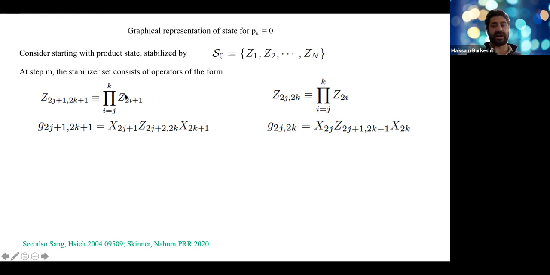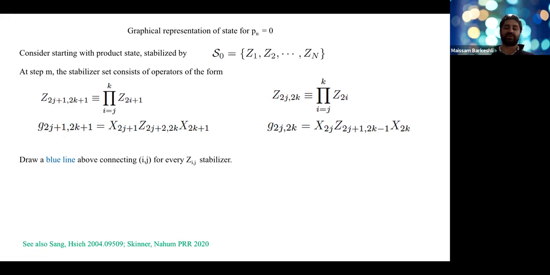the odd sublattice, a string of Z operators on the even sublattice, and then this kind of string operator also on the odd sublattice, where here you have X and then a string of Z's and then an X, and similarly for the even sublattice. So it turns out that at any given step, your state is going to be an eigenstate of these operators for some choices of J and K.